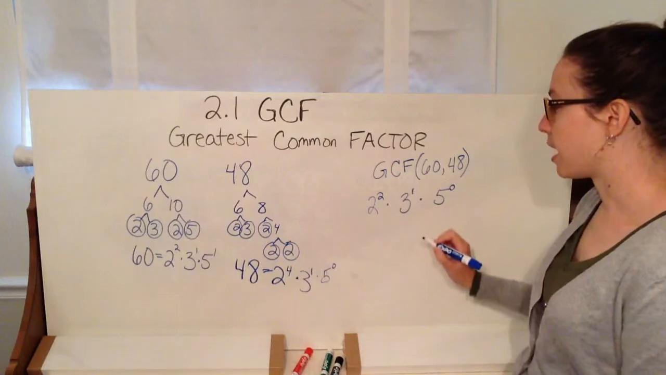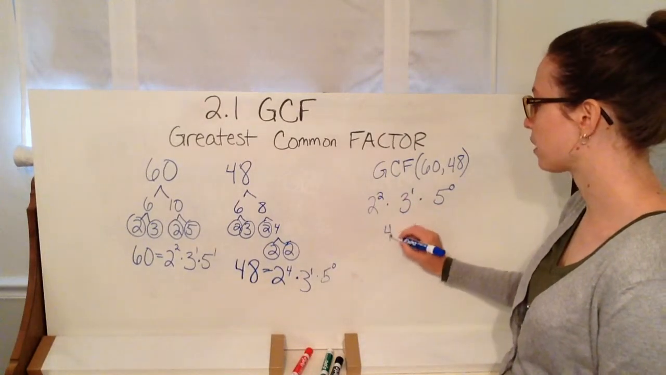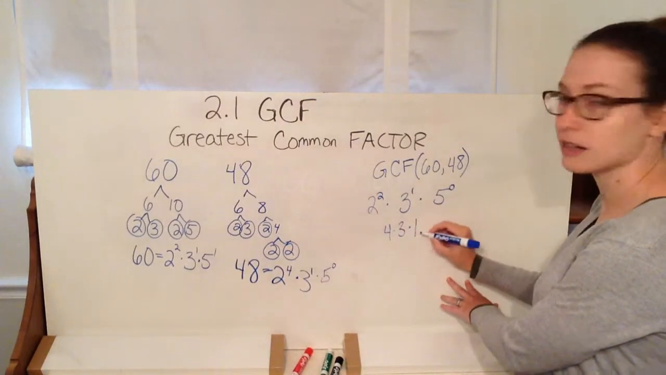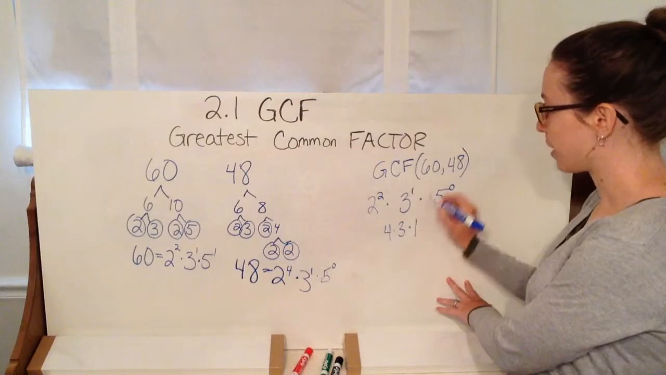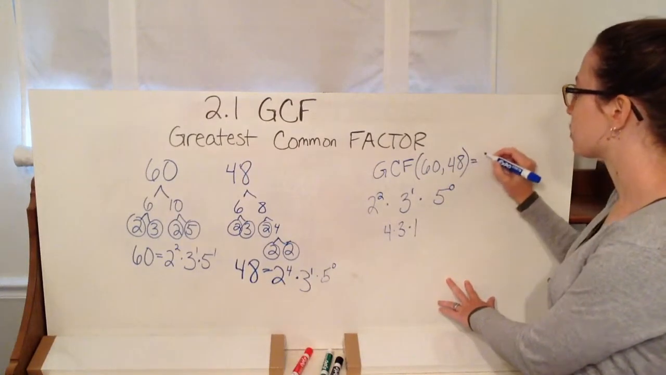When I find the simplified version of this, I have 2 squared is 4, times 3 to the first is 3, times 5 to the 0 is 1. And so my greatest common factor of 60 and 48 is 4 times 3 is 12.